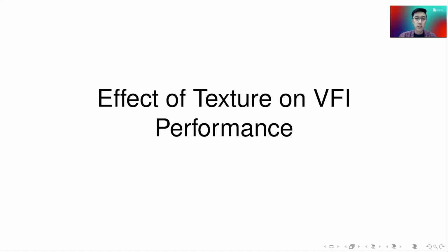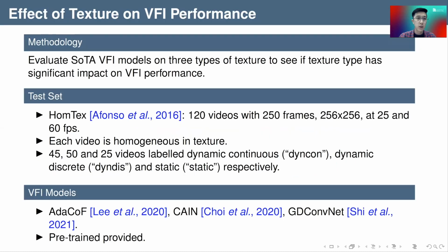So first, we're going to present our results on the investigation of the effect of video texture on performance of VFI models. We evaluate state-of-the-art VFI models on 3 types of texture to see if texture type has a significant impact on VFI performance. The test set we used is HomeText, which includes 120 videos with 250 frames each.